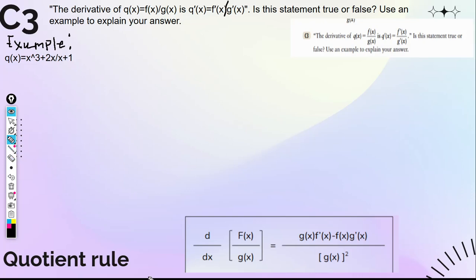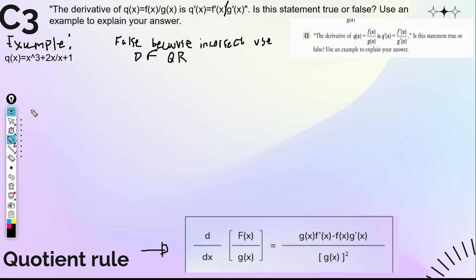So this would be false. Why? Because it's the improper use of quotient rule, which is right here. So we'll write false, QR, short for quotient rule. Alright, so now let's show you guys with the example.